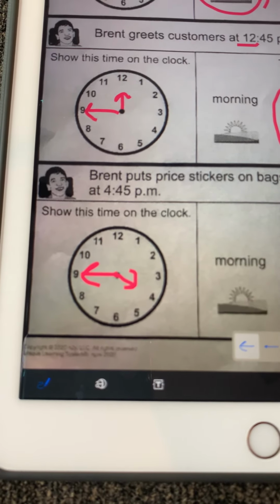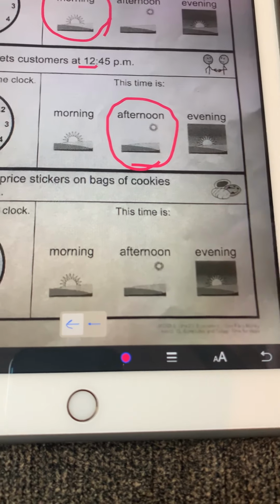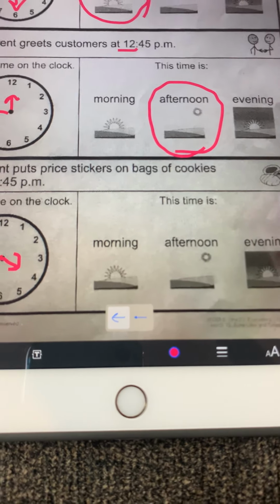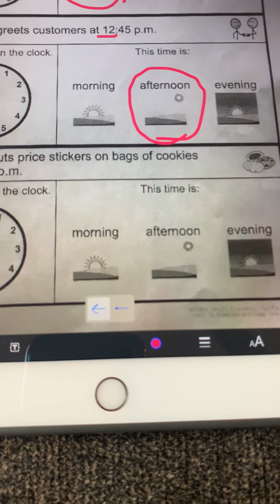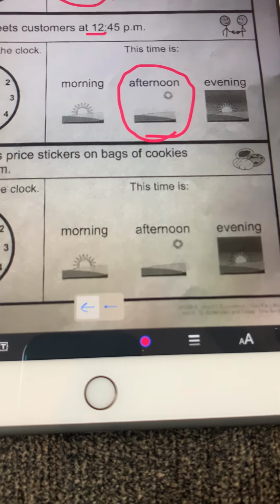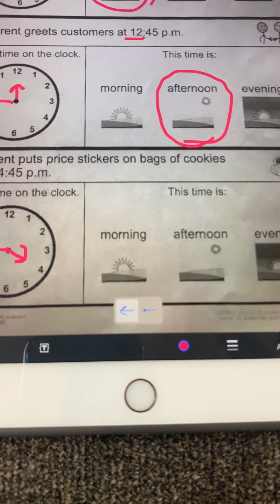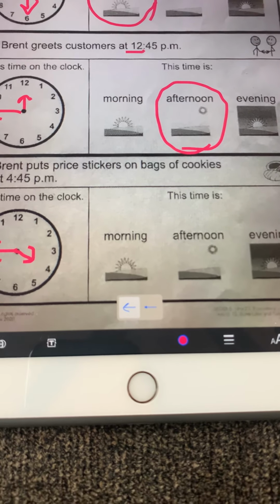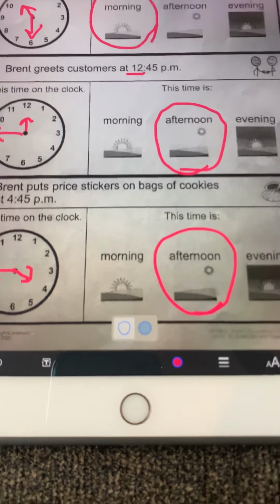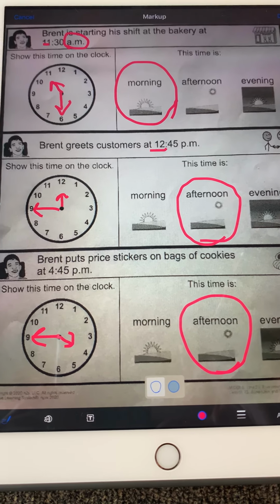And now we have to decide if it is in the morning, afternoon, or evening. Okay, it's 4:45 p.m. It's not quite 5 o'clock yet, so we can't say that it's in the evening. We can't say that it's in the morning because it says PM, not AM. So that only leaves us one left, and that is the afternoon. And that's the one that you'll circle. So your paper should look a little bit like this.